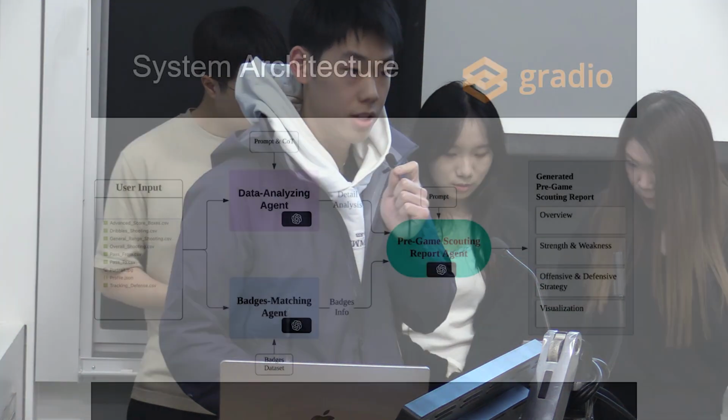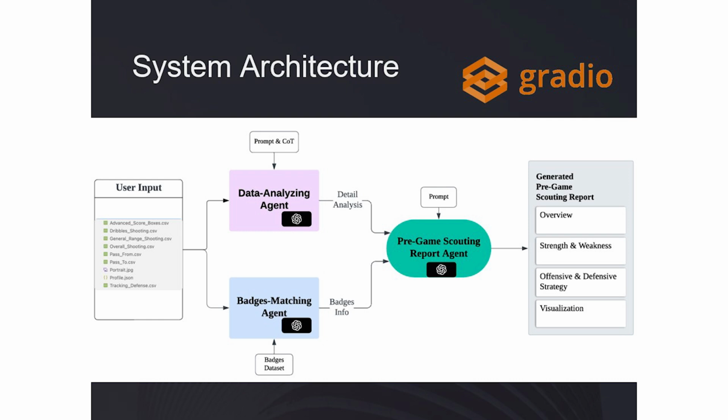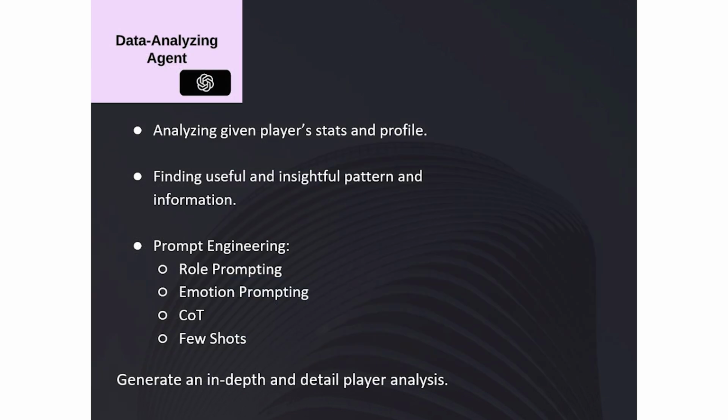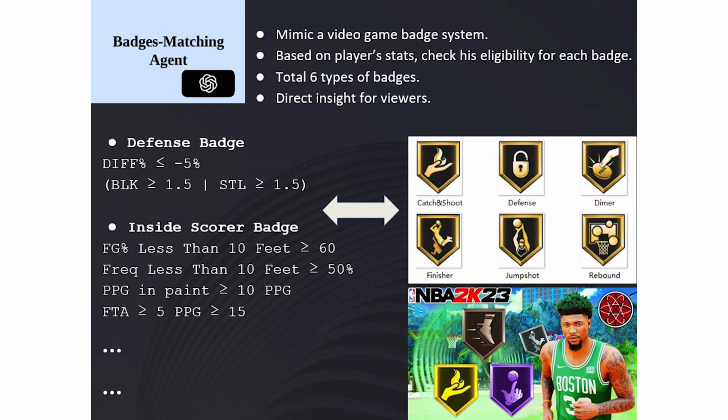Okay, so our system employs a multi-agent architecture and integrates into a Gradio interface, which provides users an intuitive platform for interactions. And by leveraging advanced techniques such as role prompting, emotional prompting, chain of thought, and few-shot prompting, the data analyzing agent was able to identify insightful patterns and actionable information from the given data and generates in-depth and detailed player analysis.